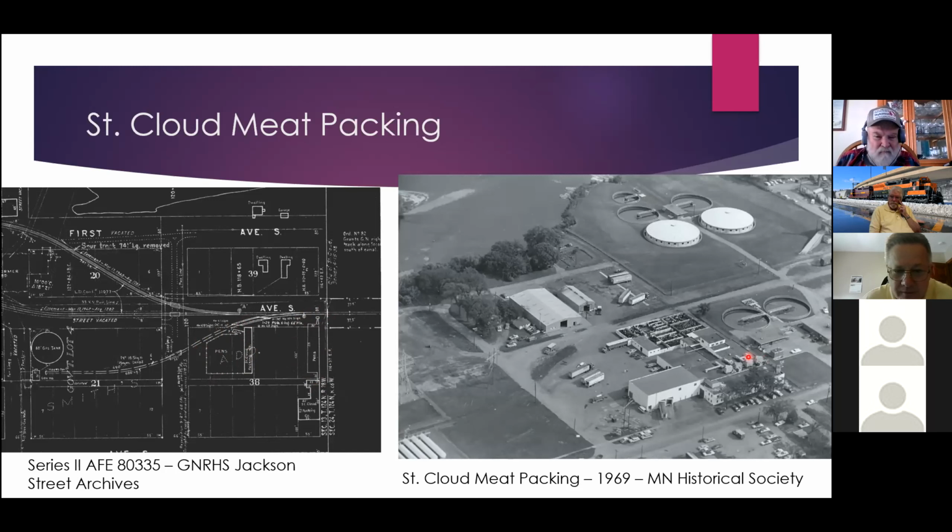And this is actually an aerial view in '69 where you can see the propane plant. Here's where the spur track was going, and by this point, the pens were no longer there, and the plant here had been expanded. But right about here is where this original ramp would have been.